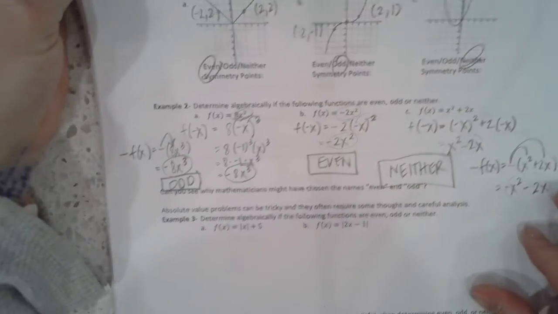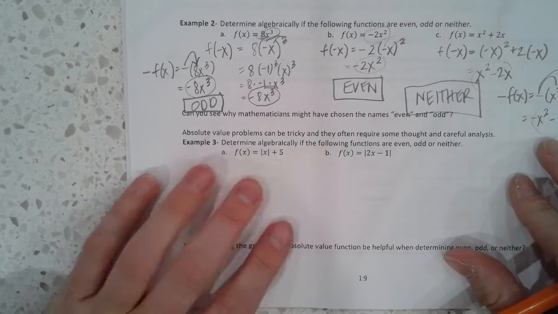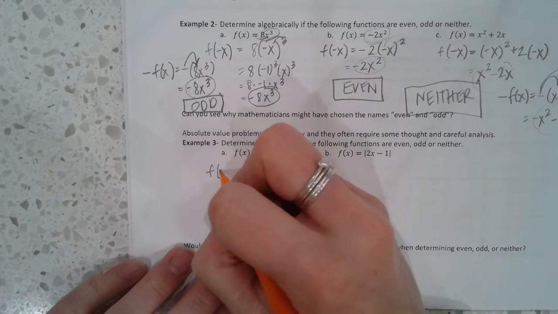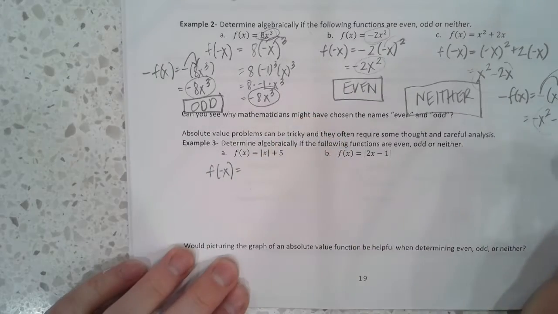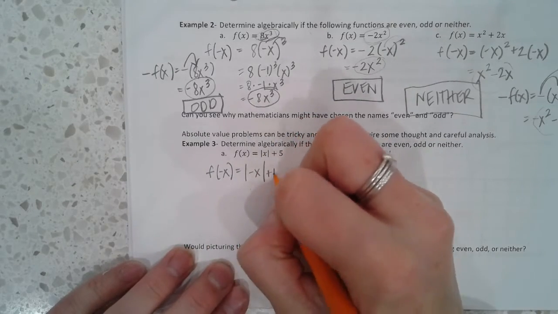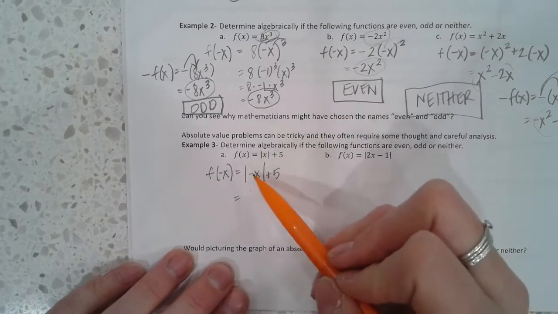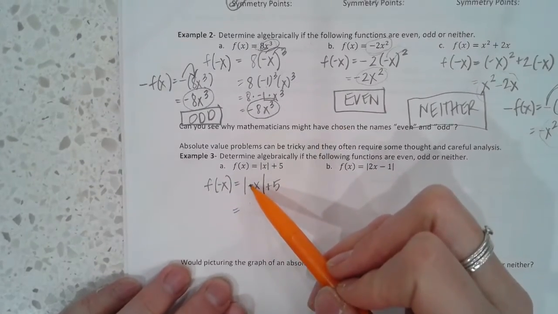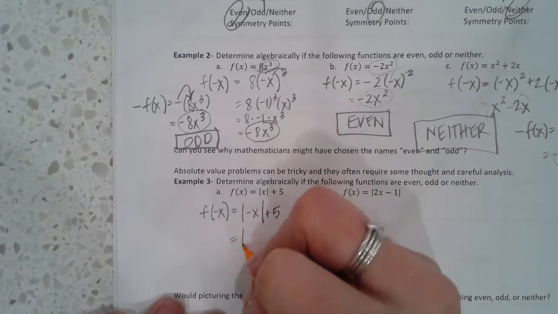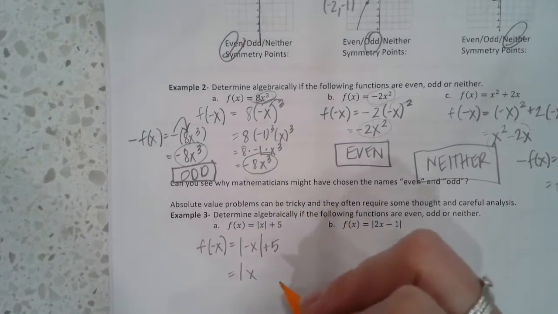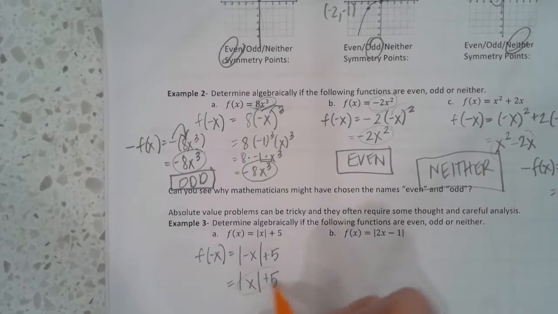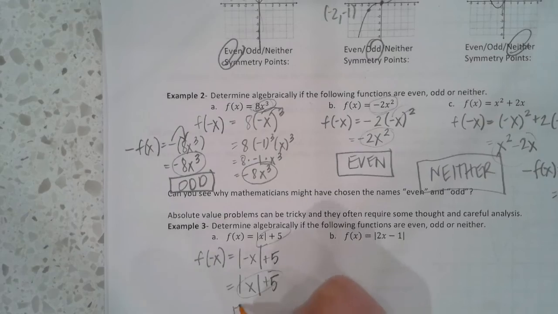Let's do some more. Down here, we're going to determine if these functions are even, odd, or neither. The first thing we do is make the x in our function negative. So the absolute value of negative x, and 5. Well, if I take the absolute value of negative 1, that's going to be a positive 1, and my 5. Now this matches my original function, which means it's even.